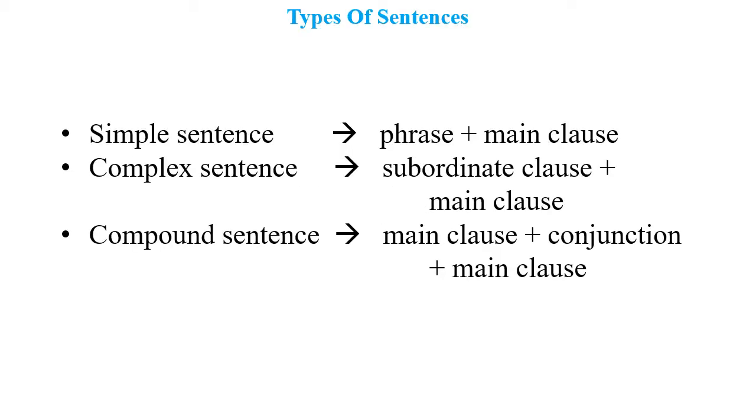Let's recall the types of sentences also. A simple sentence has a phrase and a main clause. A complex sentence has a subordinate clause and a main clause. A compound sentence has a main clause, a conjunction and a main clause.